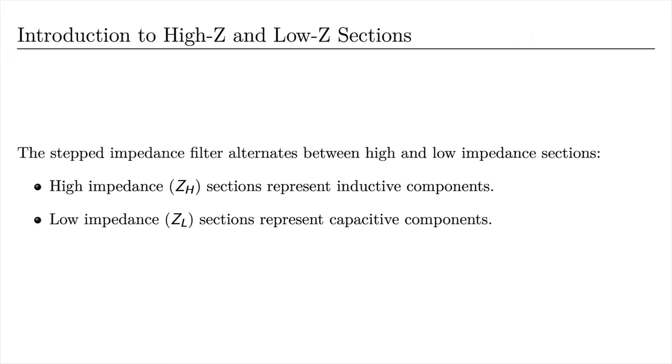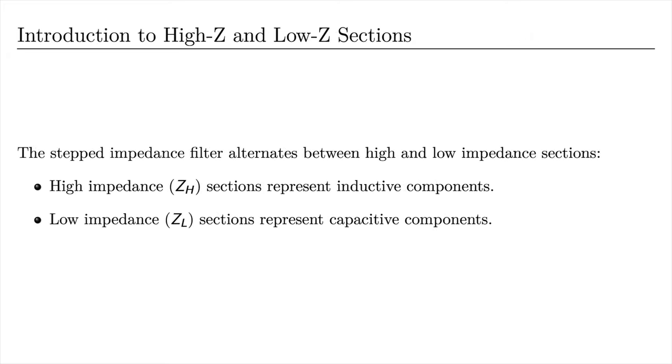By setting beta L within specific limits, we can ensure that the line exhibits capacitive behavior, effectively replacing a capacitor in the design. The transformation equations guiding this design process are X equals ZH times beta L for high impedance sections or inductors, B equals YL times beta L for low impedance sections or capacitors.